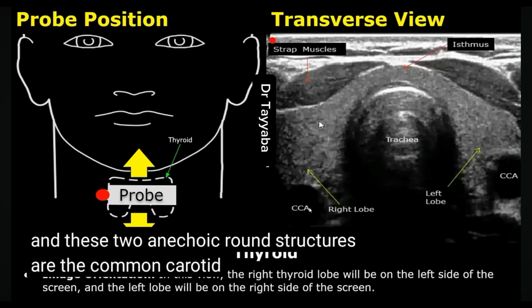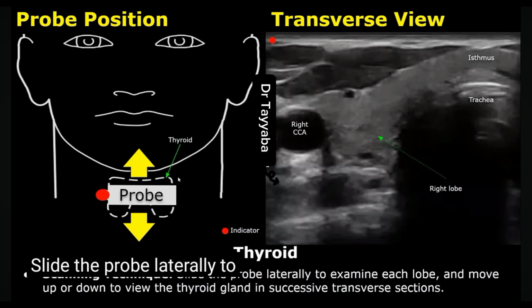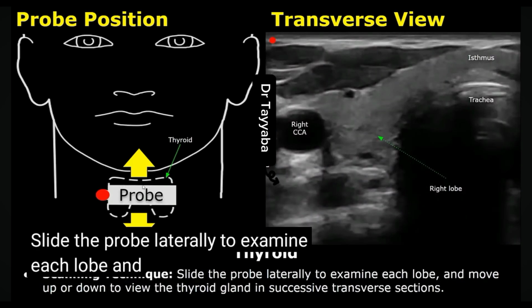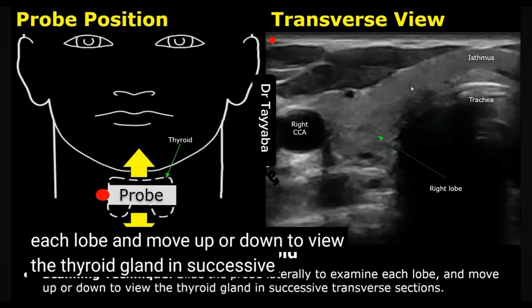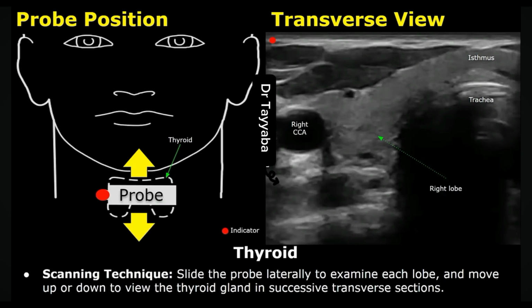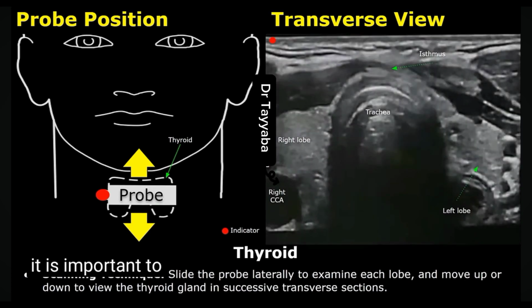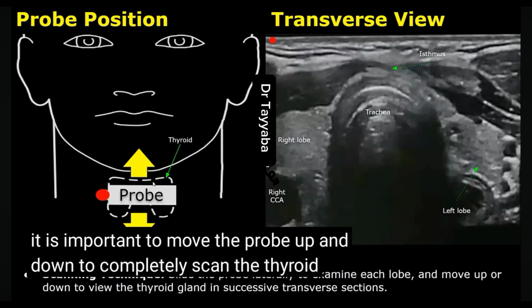This circular structure with shadowing is the trachea, and these two anechoic round structures are the common carotid arteries. Slide the probe laterally to examine each lobe and move up or down to view the thyroid gland in successive transverse sections.